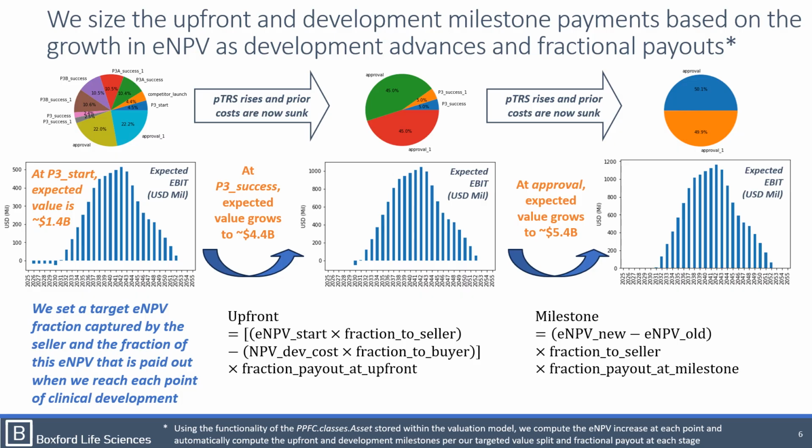So when we get to these milestones, the way that we're going to size these is to see how much the expected value has changed since the last time we had a payment, and then we're going to again target a fraction of that incremental value that's going to go to the seller, and a fraction of that amount that we're going to pay out at this time.